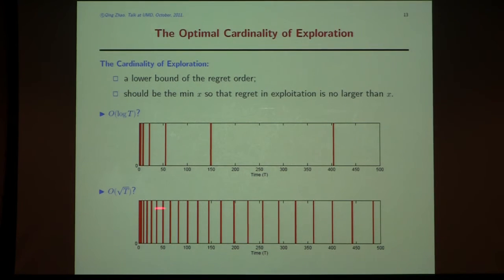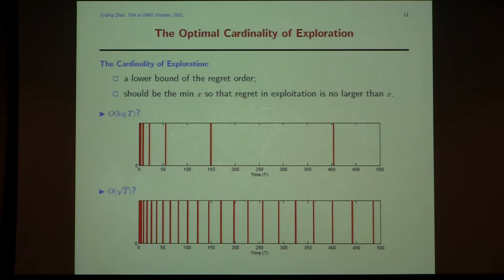If we choose square root T, then our regret cannot be better than square root T. That's clear because among these square root T time instances, we are spending a fixed fraction of them, that's n minus 1 over n fraction, on bad arms, because I'm playing all the arms one by one. So I cannot hope for a regret order that's better than my cardinality of exploration sequence.